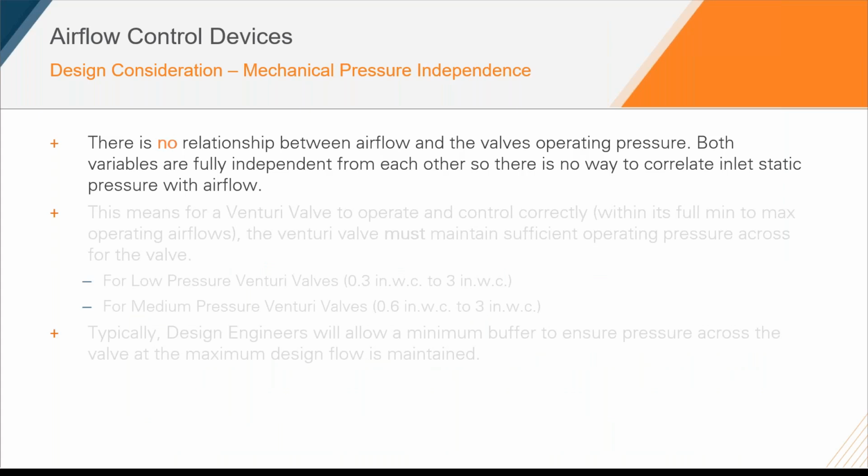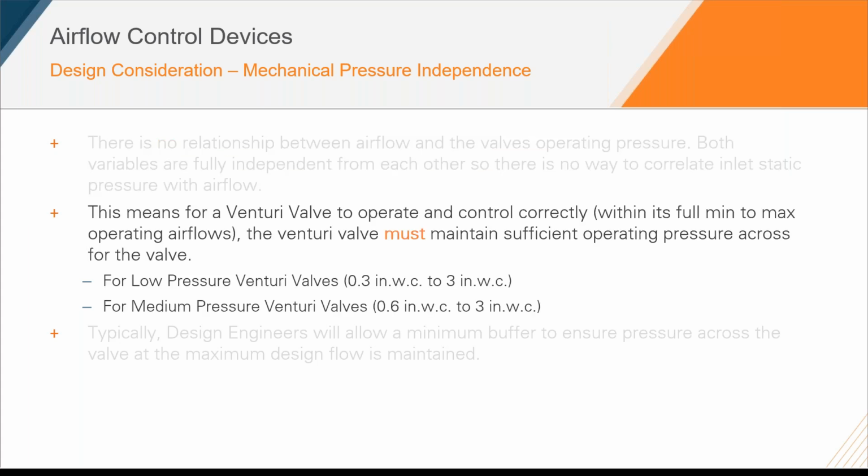For the mechanical pressure independent air valve, we are going to have to consider this a little bit differently. With the design consideration for the mechanical pressure independent valve, there is no relationship between the airflow and the valve's operating pressure. There's no way for us to calculate what airflow the valve is at, what pressure we're going to require. Again, the variables of airflow and pressure are fully independent from each other, so we don't have any way to correlate that.